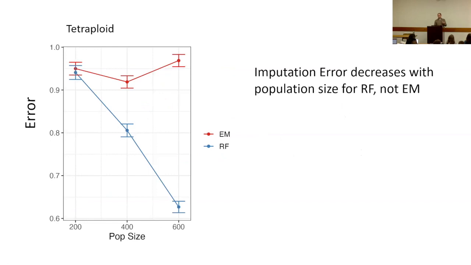So for example, what is the influence of population size on this imputation error? Here's a plot showing the performance of the EM versus the RF algorithm for populations of 200, 400, or 600 tetraploids. And what you can clearly see is that the RF algorithm improves as your population size increases, and the EM algorithm does not. So for small populations, if you only have a couple hundred, maybe it doesn't make much difference, but otherwise I would recommend that you use the RF algorithm, even though it is more computationally intensive. I think it's worthwhile to figure out how to get it to work for your data set.